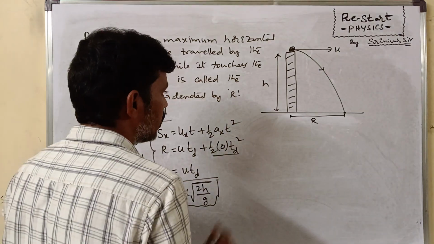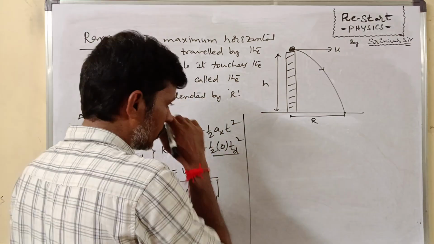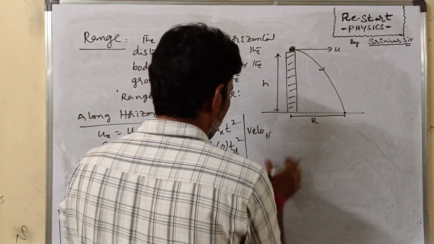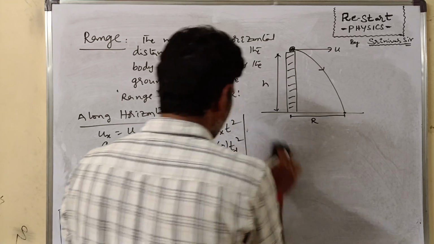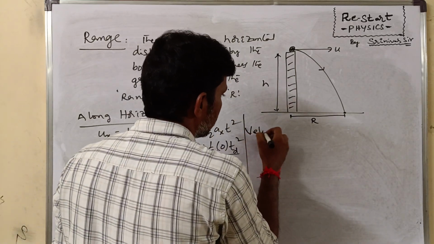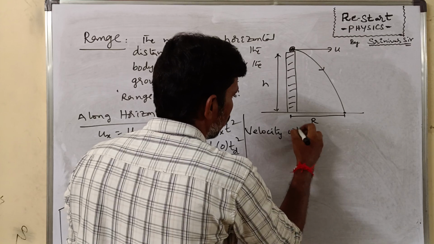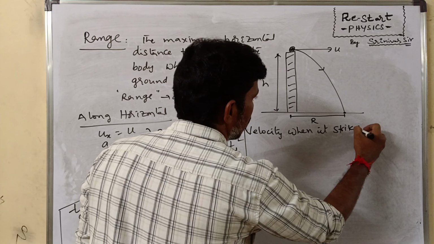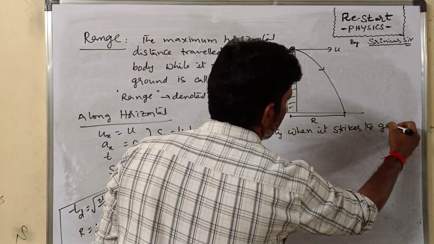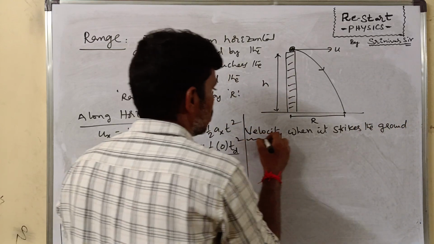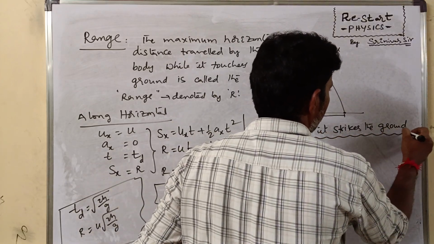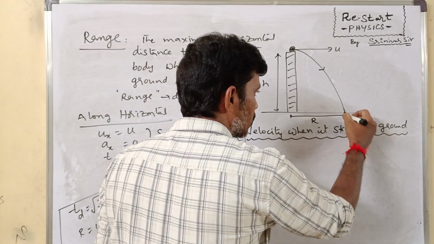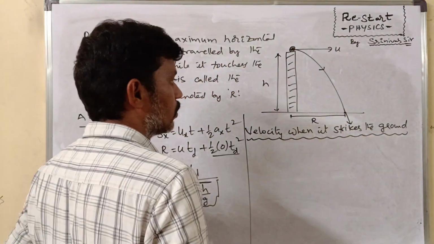Next we have to find, based on these two, the velocity of the particle when it strikes the ground. See, velocity when it strikes the ground means at this point. I can redraw the diagram once again.